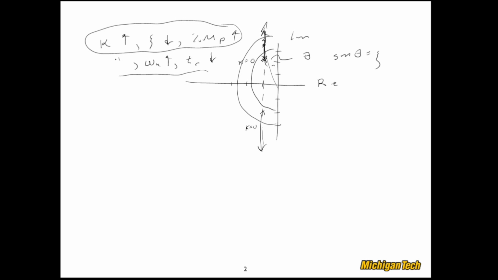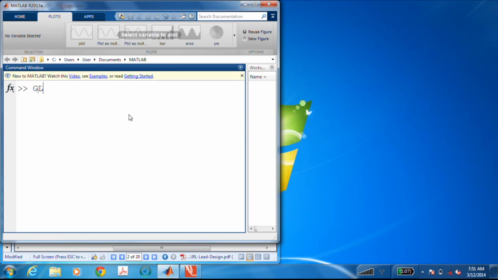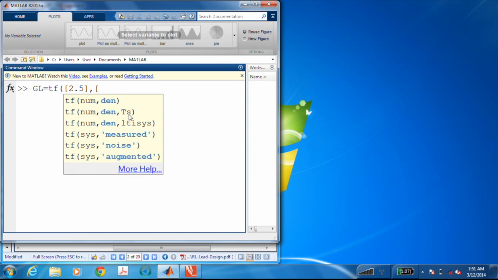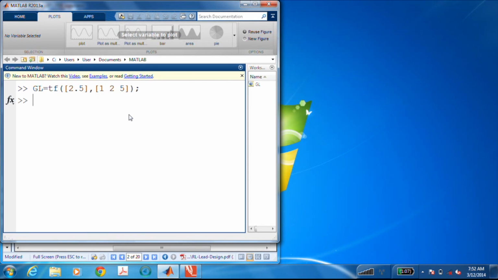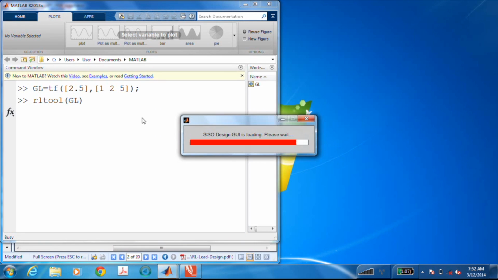So before we do the lead compensator design, let's just look at this root locus in MATLAB. Here's the loop transfer function. I'll use the TF command, put in 2.5 over S squared plus 2S plus 5, and let's use rltool to explore this root locus a little bit.